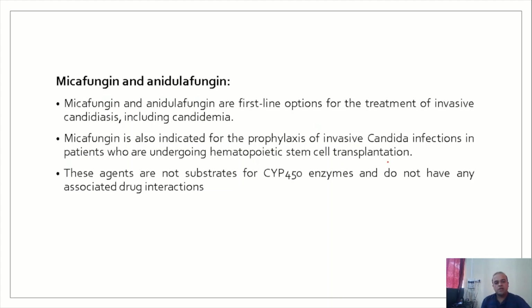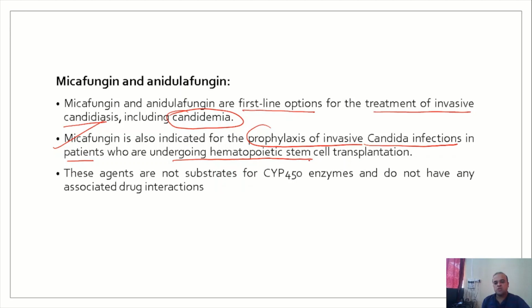So the next drugs are micafungin and anidulafungin. These drugs are the first line options for the treatment of invasive candidiasis, which includes candidemia, that is presence of candida fungi in the blood. Micafungin is also indicated for prophylaxis of invasive candida infections in patients who are undergoing hematopoietic stem cell transplantation. These agents are not substrates for the CYP450 enzyme, and they do not have any associated drug interactions.